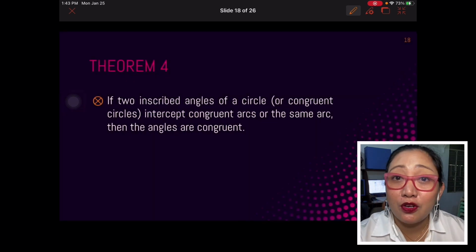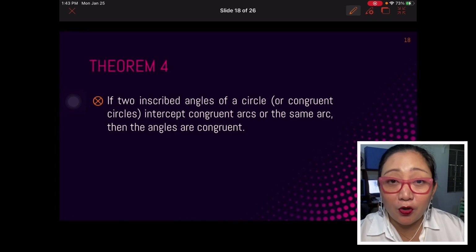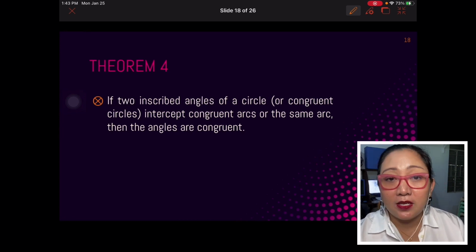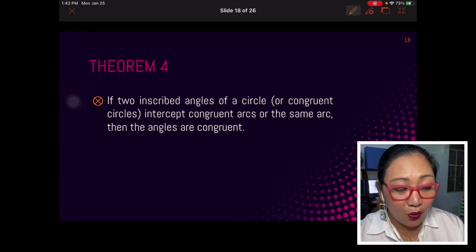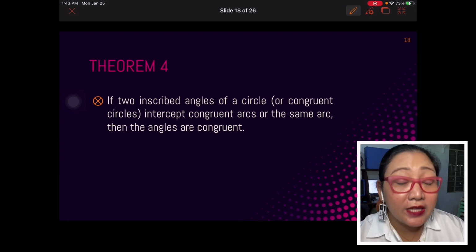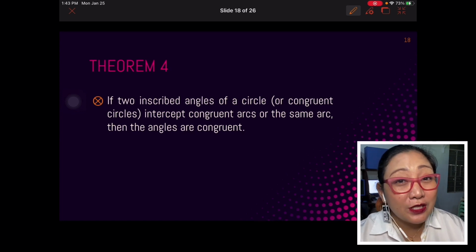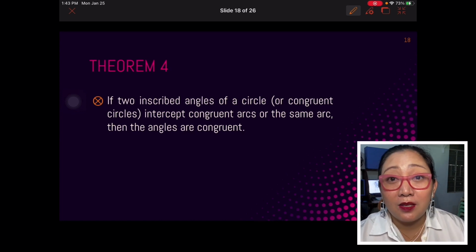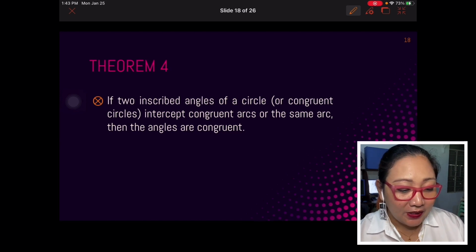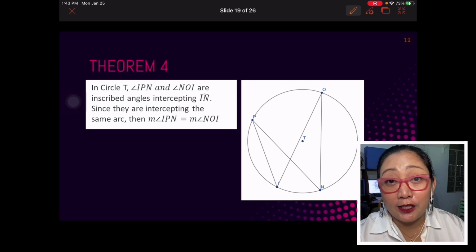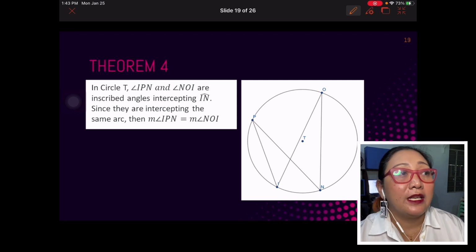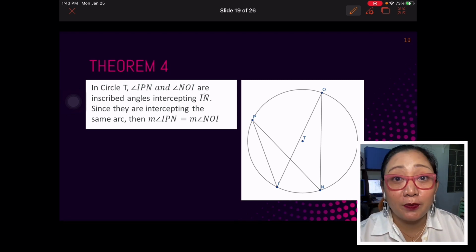Now we move on to theorem number 4. Ang theorem number 4 po natin is if two inscribed angles of a circle or congruent circles intercept congruent arcs or the same arc, then the angles are congruent. So ito simpleng if-then statement lang. Hindi po natin kailangang kuhanin ang converse. Okay? So, let's look at two solid examples for this one. Yung first one is same yung kanilang intercepted arc.